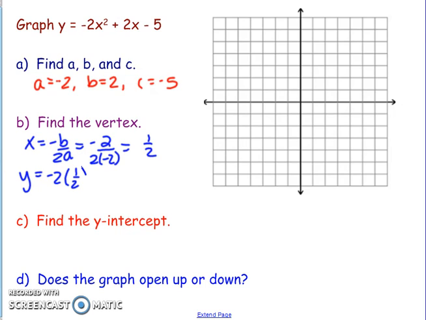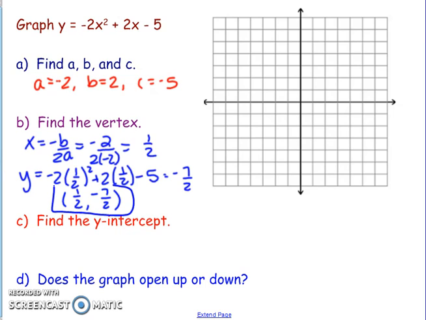So negative 2 times 1/2 squared. When you're plugging these in, make sure you follow the order of operations. So you're going to do the 1/2 squared first, then times the negative 2. So when you do this, this ends up being negative 7/2. So my vertex is 1/2 comma negative 7/2. Then the y-intercept is 0 comma c. My c term is negative 5. So 0, negative 5. Does this open up or down? Since a is negative, this opens down.